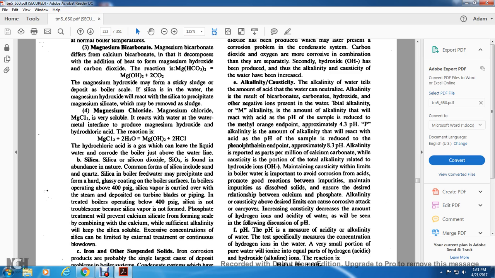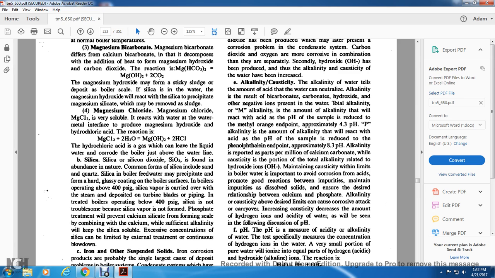The P alkalinity is the amount of alkalinity that will react with acid to lower the pH of the sample to the phenolphthalein endpoint, approximately 8.3 pH. Alkalinity is reported in parts per million as calcium carbonate, while the causticity is proportional to the total alkalinity related to hydroxide ions. Maintaining causticity will limit the boiler water pH to avoid corrosion, but also promote good reaction between impurities.